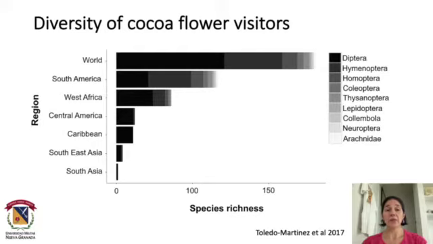In a recent review by Toledo-Martinez, he showed that in the world, most flower visitors were of the order Diptera. However, it's important to notice that in South America, there is still a very large proportion of flower visitors that are from the order Hymenoptera.